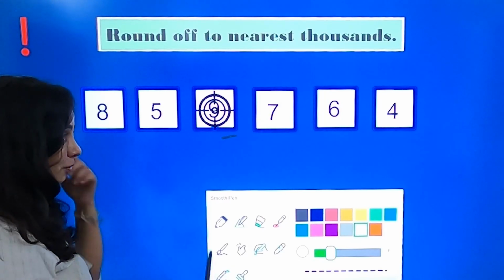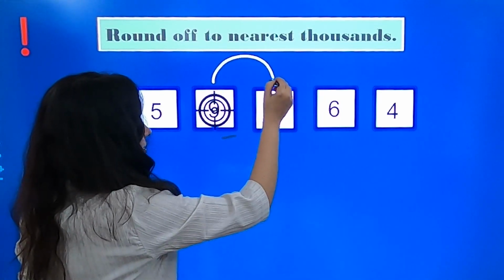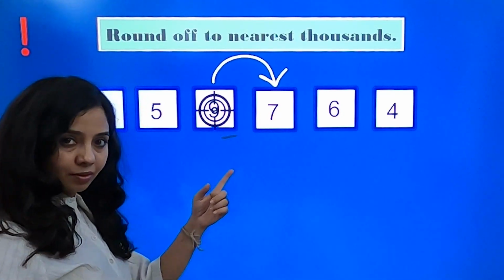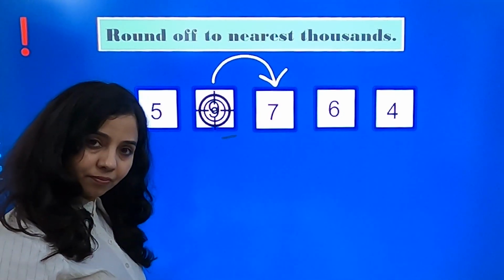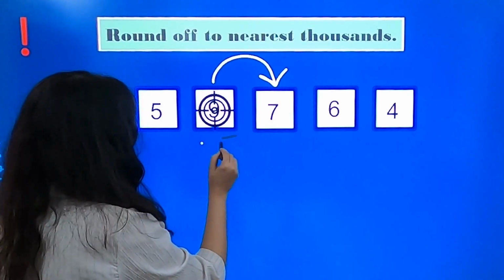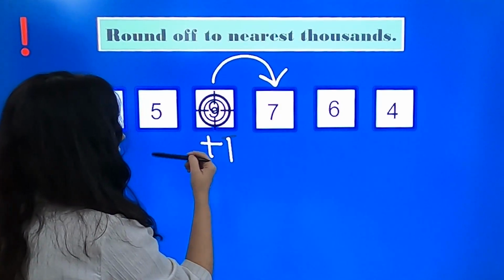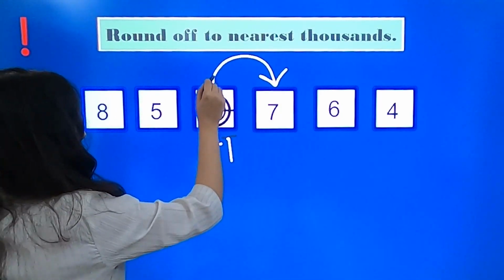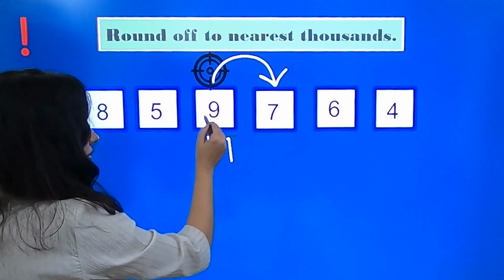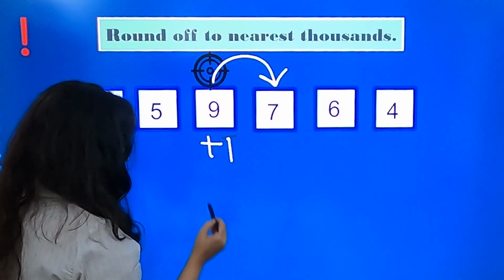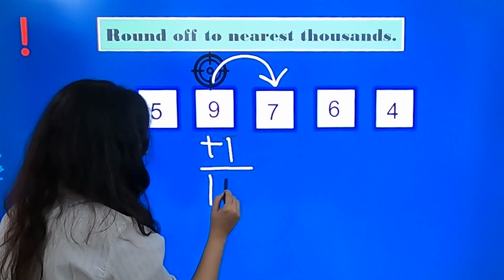Then what we'll do? We'll check the digit on its right hand side. It is 7, which is bigger than 5. Therefore, plus 1 will be added. And now this 9, I'll just put this focus up. This 9, after plus 1 is added to it, will become 10.